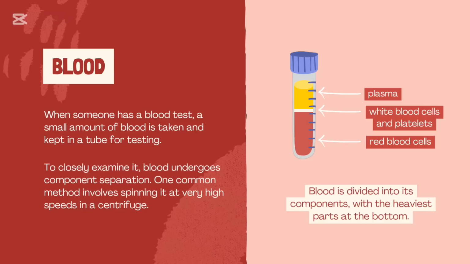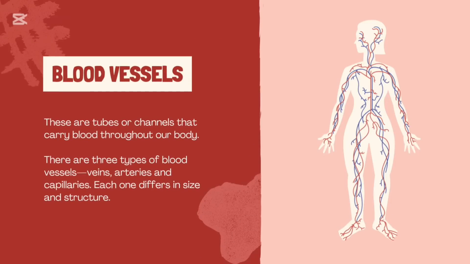Immune cells, such as white blood cells, travel through the bloodstream to sites of infection, where they help defend the body against harmful microorganisms. In addition, the blood carries nutrients from the digestive system to the cells, providing the energy needed for cellular processes. Blood pressure is another important aspect of the circulatory system.